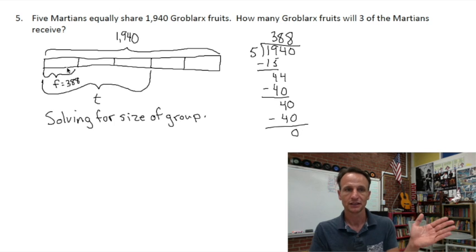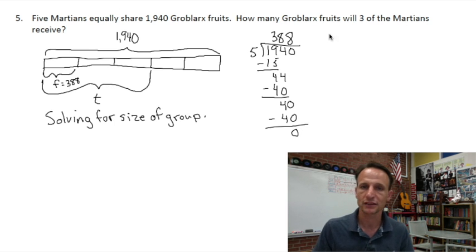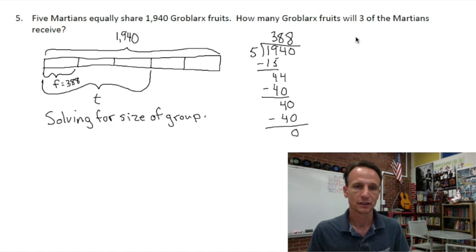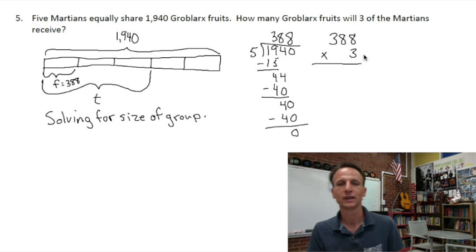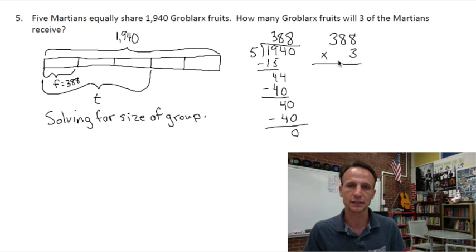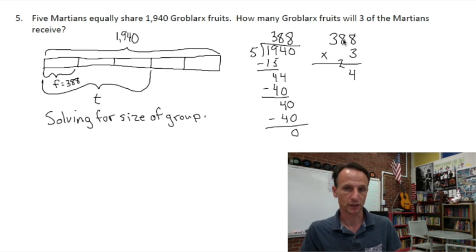If I take that 388 and multiply it by 3, that would give me the Groblarks for 3 Martians. I bet some of your classmates will miss this step. Poor little fellows, they should be watching my videos. All right, so 3 times 8 is 24. And then, once again, 3 times 8 is 24, but this time plus 2 is 26. 3 times 3 is 9, plus 2 is 11.